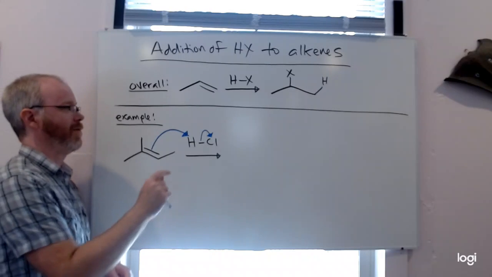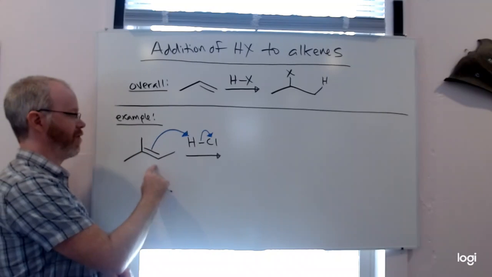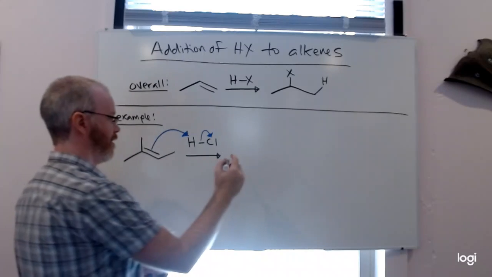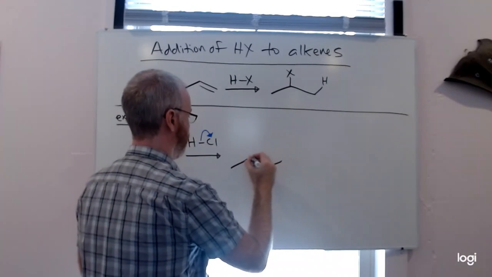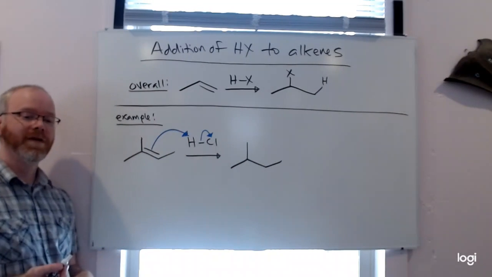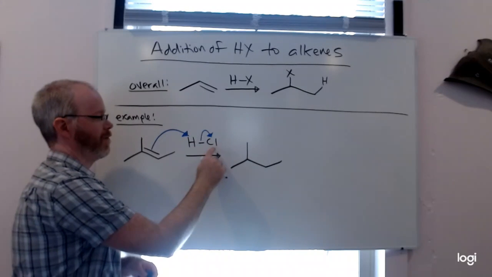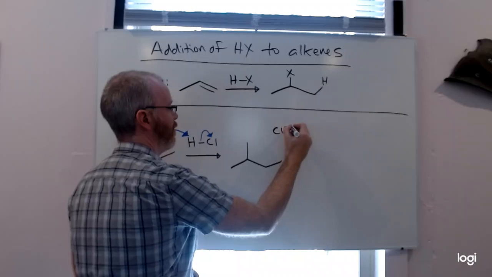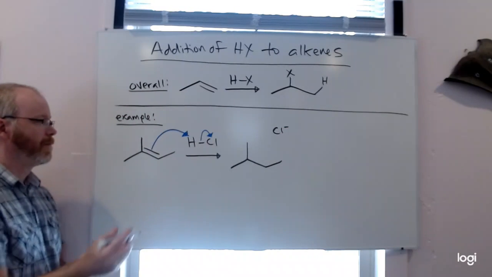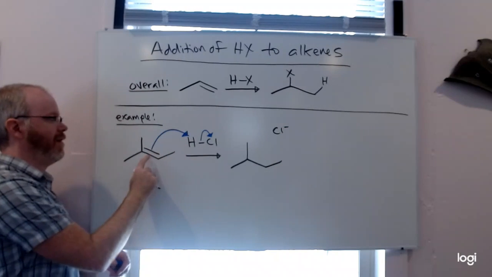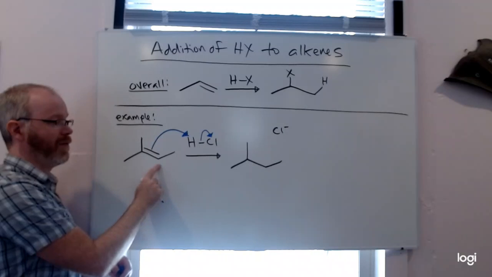When I'm doing these mechanisms, I like to just redraw the carbon frame that hasn't really changed yet. Right, so all that's in place. Then I'm going to think about where everything else is going to go. The HCl bond breaks, so I have Cl minus left over. We'll use that later. And then hydrogen adds to one of these carbon positions.